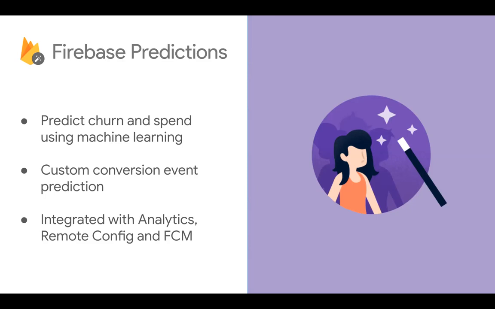If a user is likely to stop using your app, you can use remote config to offer them something that re-engages them or rewards them for being a valued customer. If you use notifications in your app, predictions will help you know which users are least likely to open them. So you only notify those that are likely to open it, and you don't bug those who are likely not to open it.